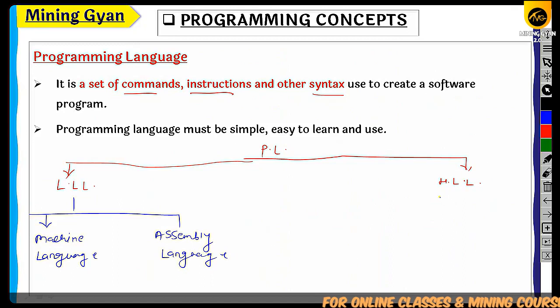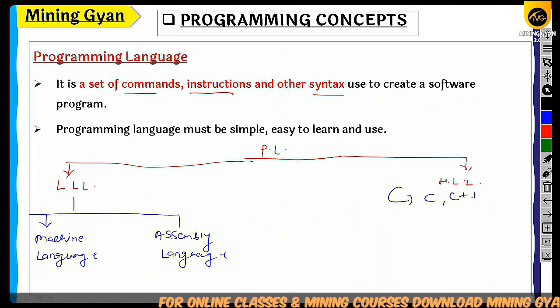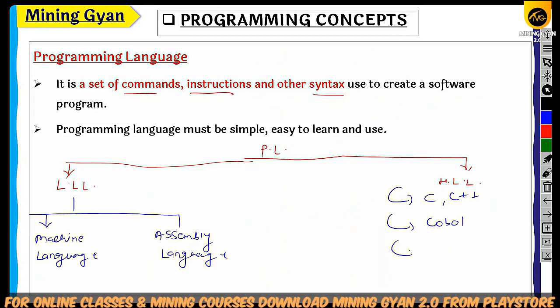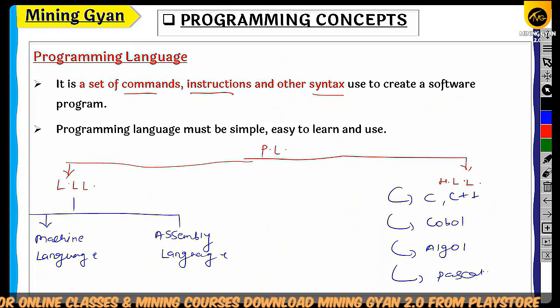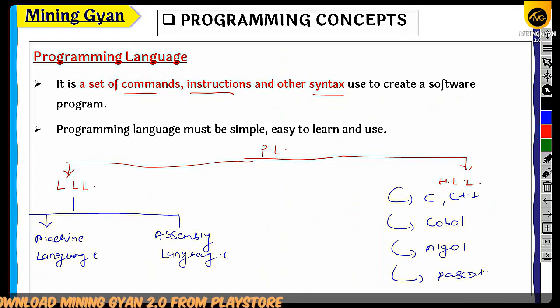But the high level languages have examples like C, C++, COBOL, ALGOL, Pascal. So these are some examples of high level languages. Basically we can divide it into two parts: the first one is low level, the second one is high level language. Machine language and assembly language both belong to the low level language. And in modern days, a lot of high level languages are used to design any kind of software programming.